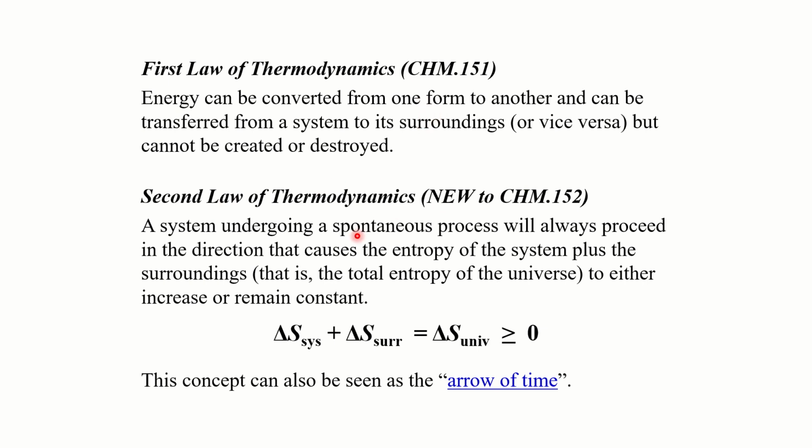New to us in Gen Chem 2 is the second law of thermodynamics. This one states that a system undergoing a spontaneous process will always proceed in the direction that causes the entropy of the system plus the surroundings, that is to say, the total entropy of the universe, to either increase or remain constant. So what this means is that delta S system, the change in entropy of the system, plus delta S surroundings, the change in entropy of the surroundings, will always be greater than or equal to 0. This concept can also be seen as the arrow of time. Basically, it tells us that the entropy of the universe is always increasing over time.